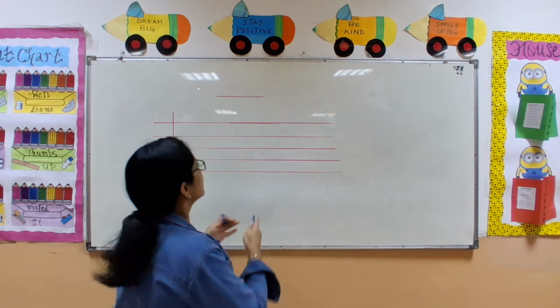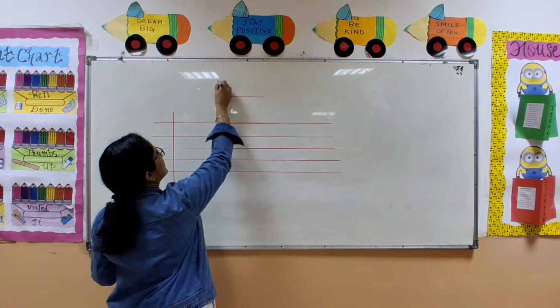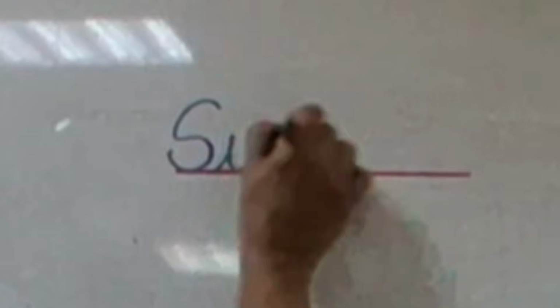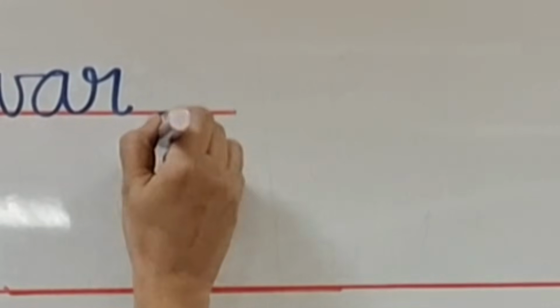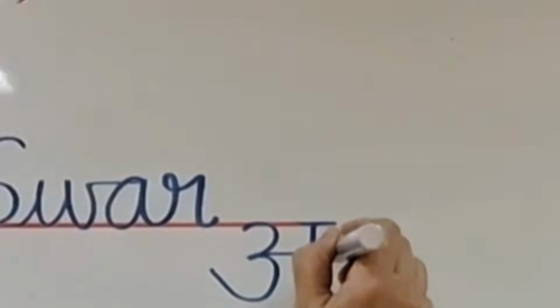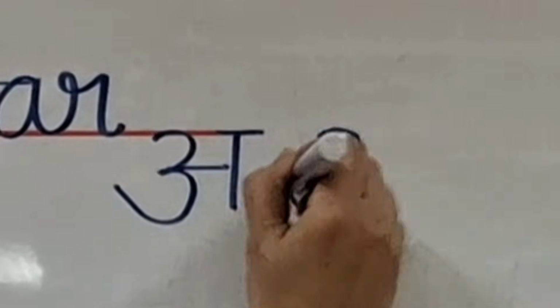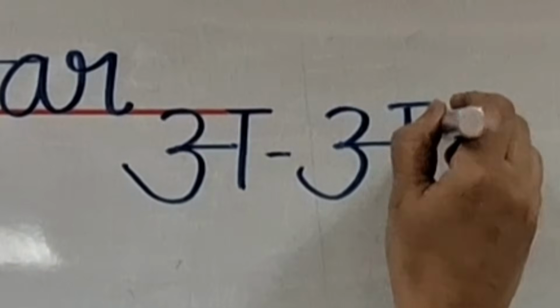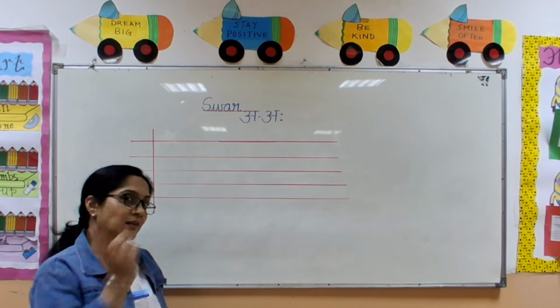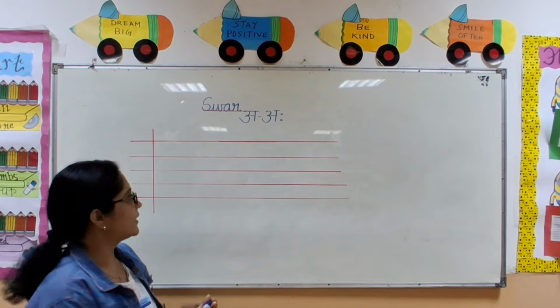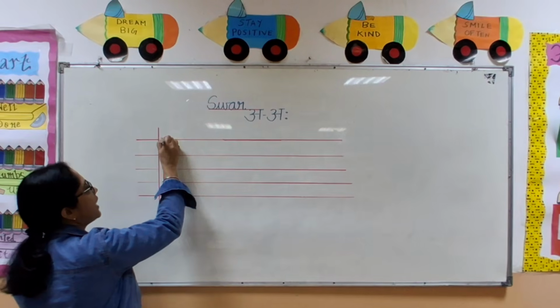Okay? Let me write swar. S-W-A-R, swar. Swar starts with A and it ends with Aha. Okay? Now, come on, let us start writing. So, how to start writing A?